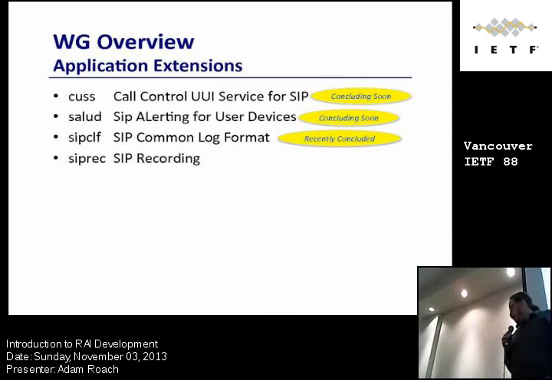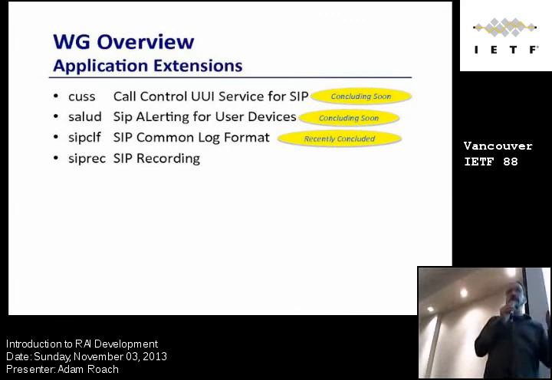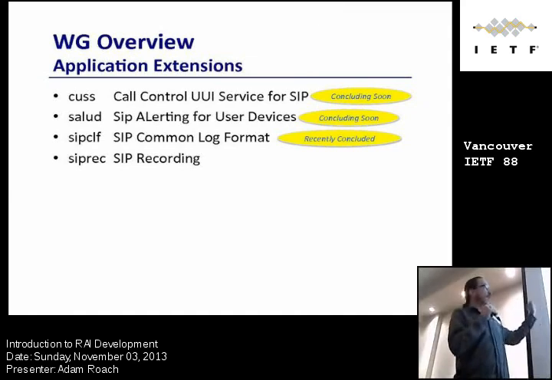Within the way that applications behave, we have the call control UUI service, or CUSS, and basically this just defined a means for taking arbitrary blocks of application-specific information and sending them from one endpoint to another. And they're mostly done, as far as I understand things.